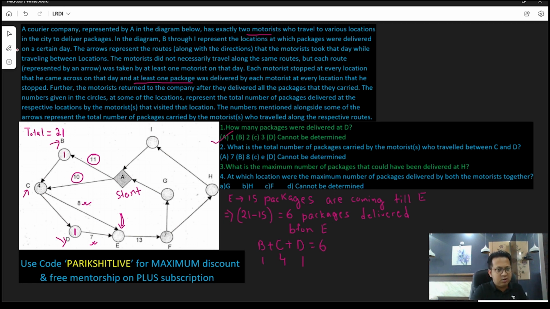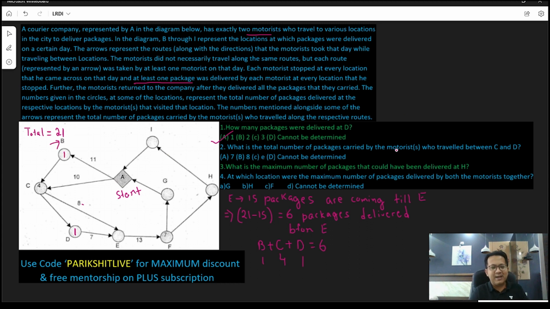Beautiful question. Do you understand? Any doubt in this? Do you understand? I'll just remove all this so that it looks neat. But I hope you understand how I got the answer to the first one. Let's go to the second one.